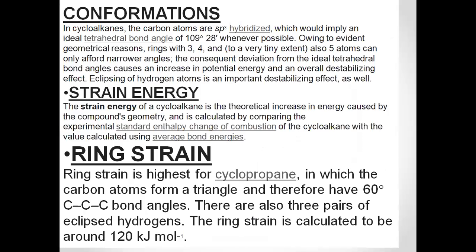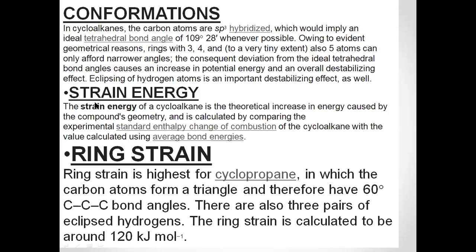Now the conformational analysis of cycloalkanes. As we know, in cycloalkanes the carbon atoms are sp3 hybridized, which would imply an ideal tetrahedral bond angle of 109 degrees wherever possible. But in actuality, it doesn't happen because of ring strain.